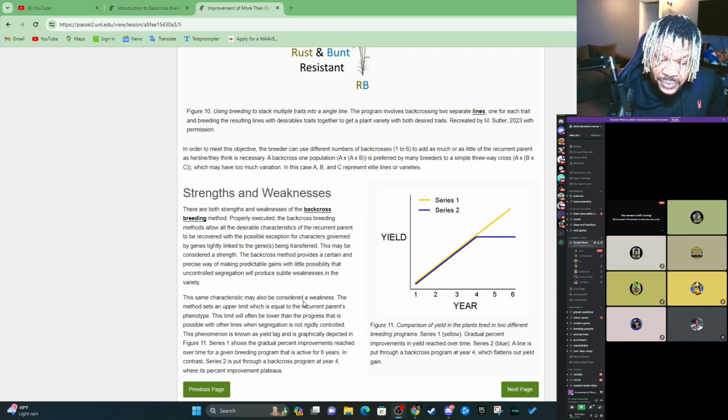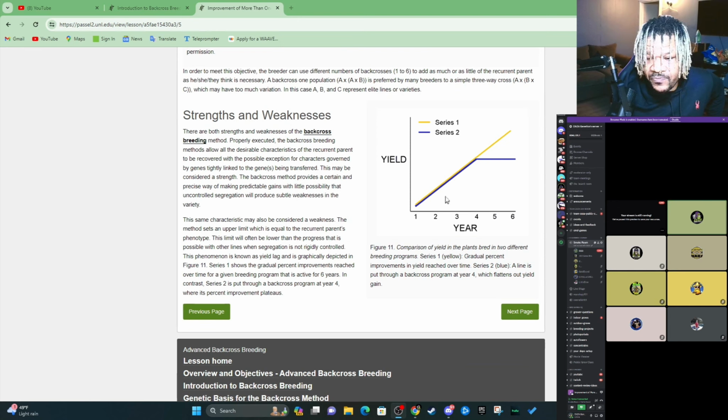And series 1 shows the gradual percent improvements reached over time for a given breeding program that is active for 6 years. In contrast, Series 2 is put through a backcross program at year 4, where its percent improvement plateaus. Yep, this is 6 years and we're still going up, versus 4 years and we've already stopped going up at the 4-year mark.